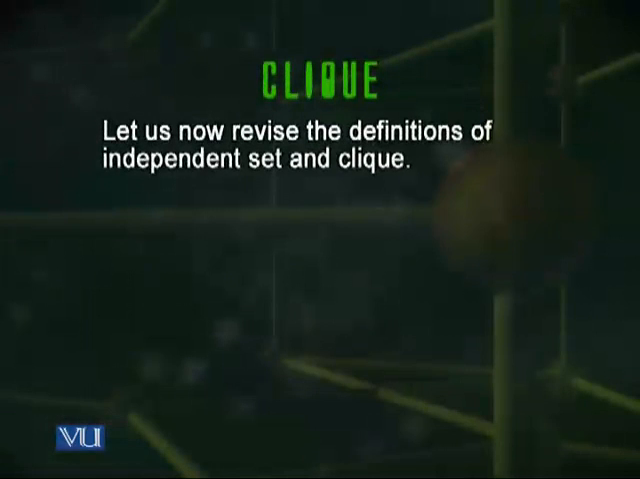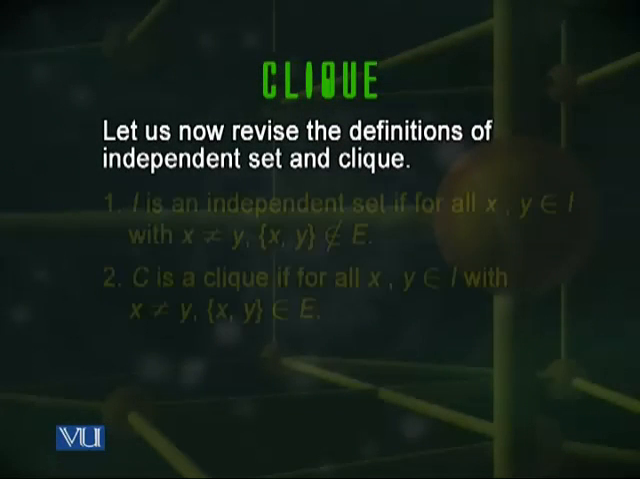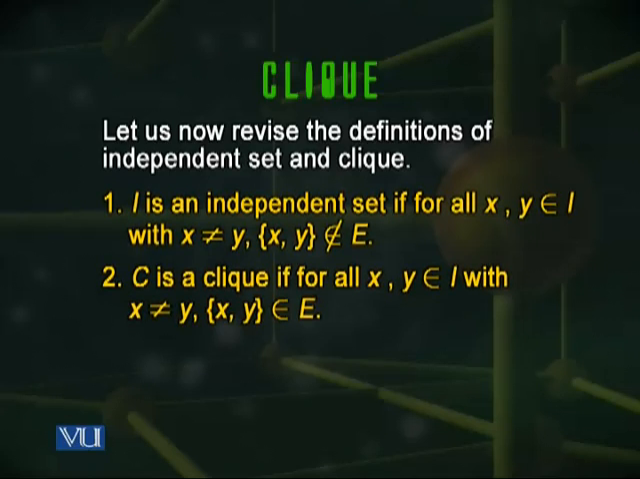Now, let's revise the definitions of an independent set and a clique. For X, Y in C, whenever X is not equal to Y, X, Y is an edge of the graph. Thus we observe that I is an independent set in G if and only if I is a clique in G bar. So, when you take the complement of a graph, what happens to cliques and independent sets? Well, all the cliques become independent sets and all the independent sets become cliques.